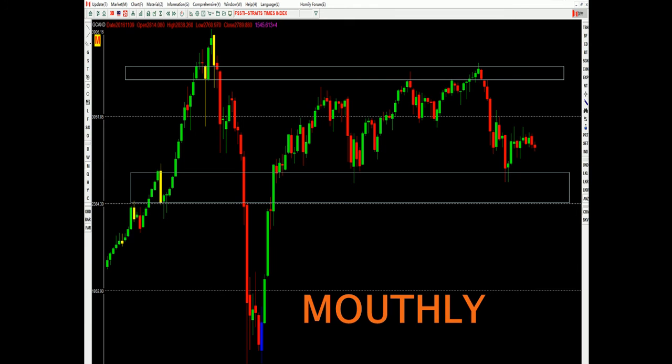So this is for the monthly chart. Let's see the monthly chart. This is the yellow candlestick, right? So if I draw the line here on the yellow candlestick, it will influence the price maybe around 1 year or 2 years. So this is the monthly chart.